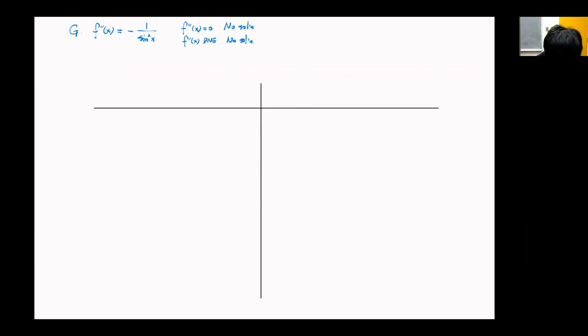So this way, the interval is simply not separated, so the concavity will stay the same. And also from this expression, it will be 1 divided by a positive number together with a negative sign. So I conclude the function will be concave downward from 0 to pi. Okay, now we are ready to draw the graph.